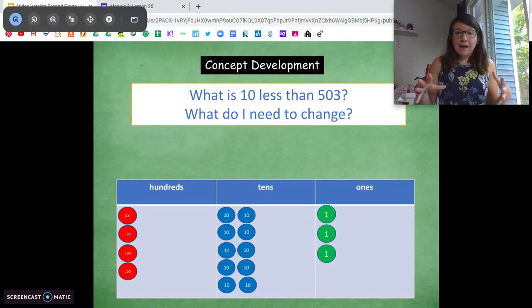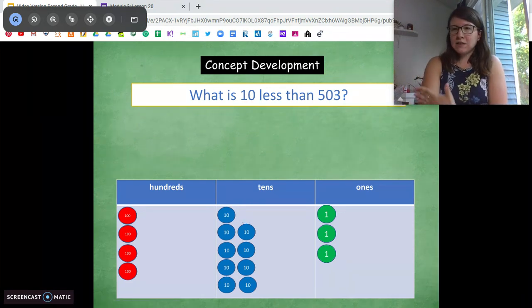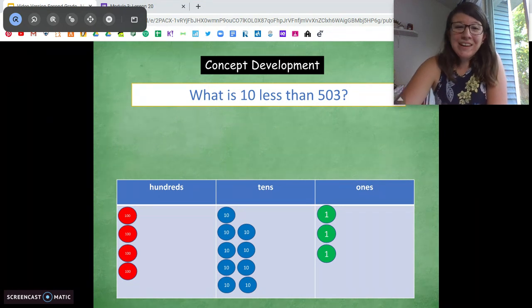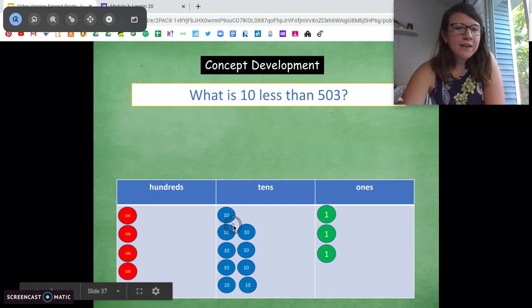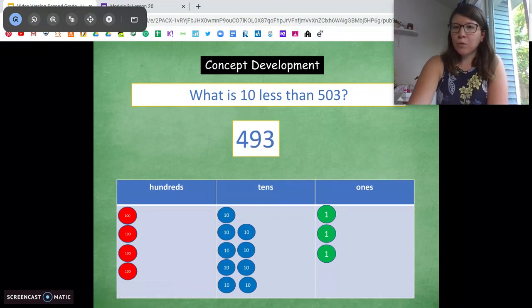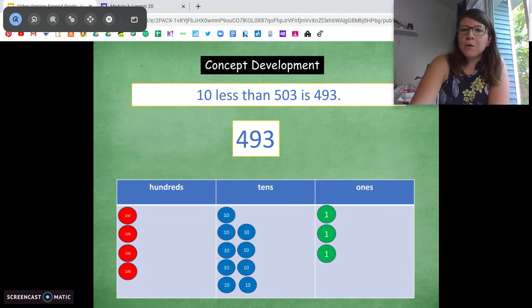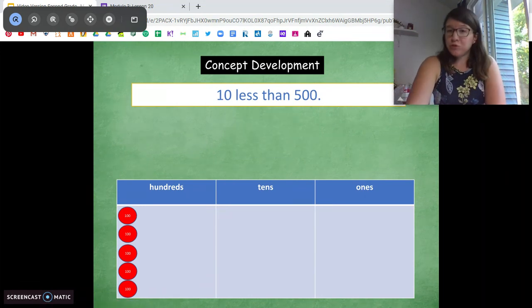So now we're still at 503, right? Now we're going to take a 10 away to figure out 10 less. So there goes our 10. So what is 10 less than 503? Go ahead and count them on your board. Very good. We have 493. 10 less than 503 is 493. Awesome work.